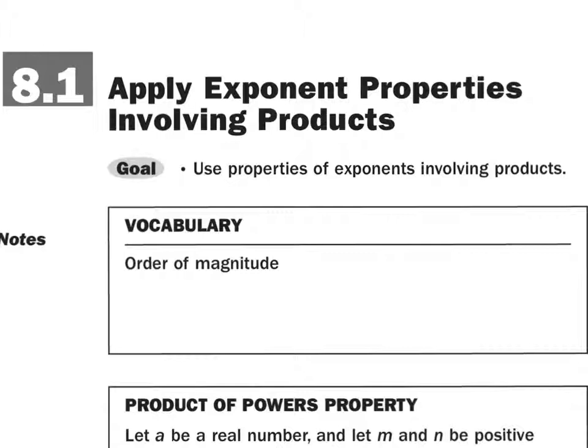The order of magnitude of a quantity is the power of 10 nearest the quantity.